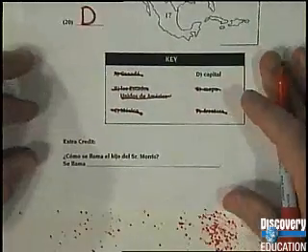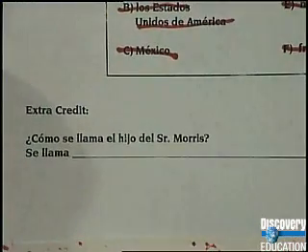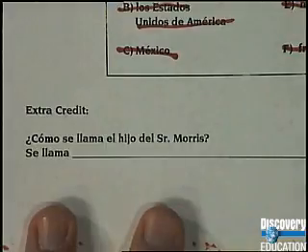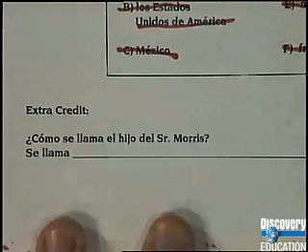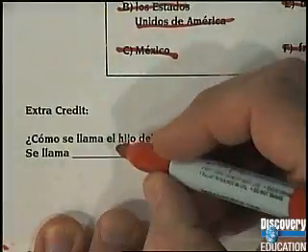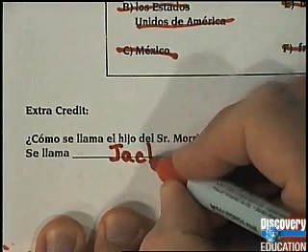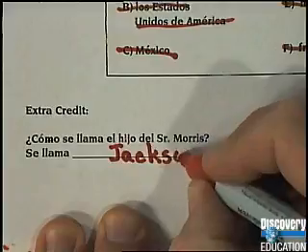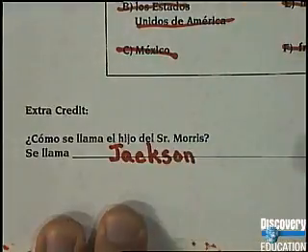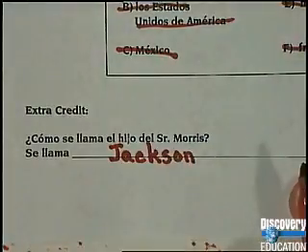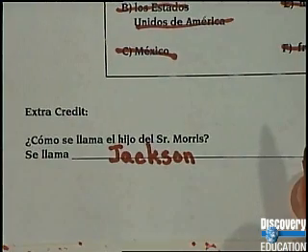And down here, for our extra credit, ¿Cómo se llama el hijo del señor Morris? Remember we took a trek down to Mexico? Es Jackson. Jackson. And teachers, you interpret their spelling to see if they got close enough to that. Okay? Muy bien.